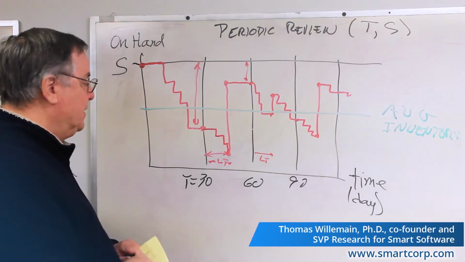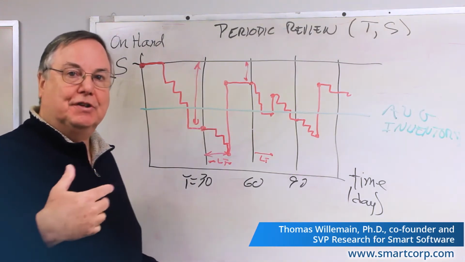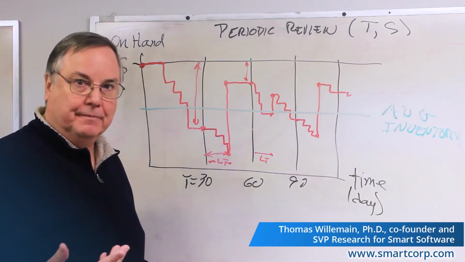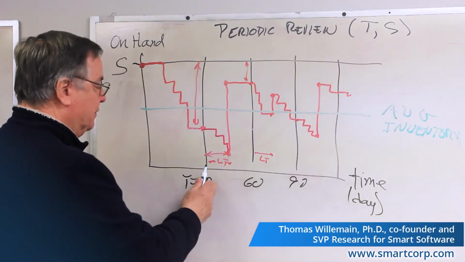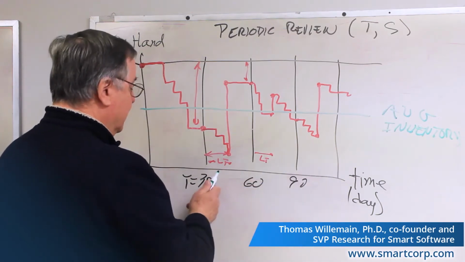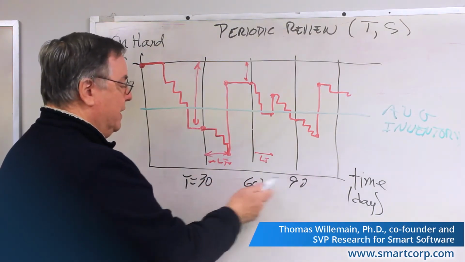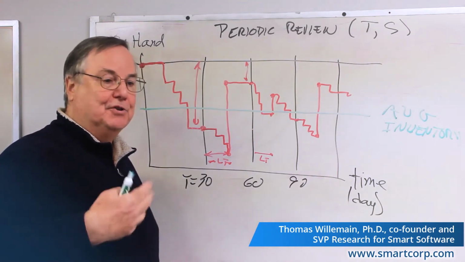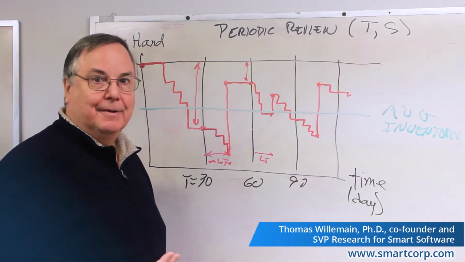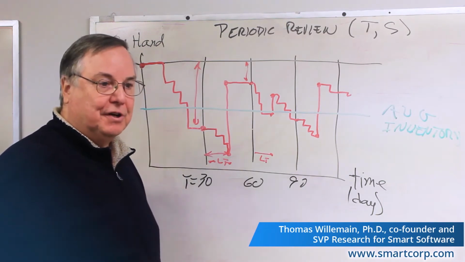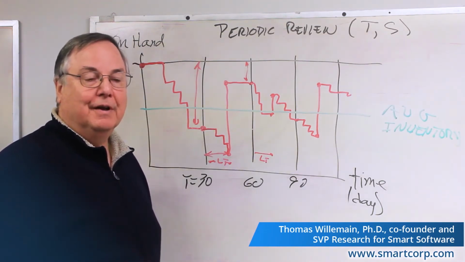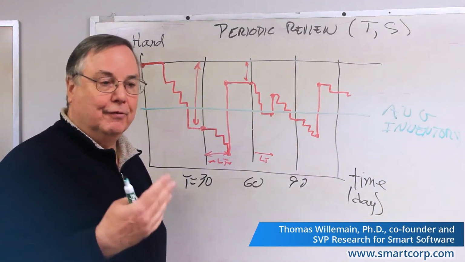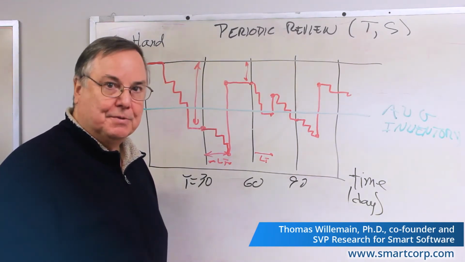Another performance measure is how much does it cost to do the reordering. Well, in this particular case, you know that every 30 days you make an order, so there's no randomness to that at all. There'll be 12 orders in a year. And so however much it costs you to cut a purchase order, that times 12 is going to be the cost of replenishment.